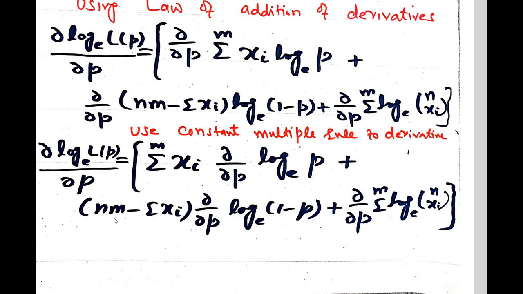Similarly, in the next term, n m minus summation xi has no involvement of p, so this is considered to be constant and it is taken outside. So partial over partial p of log of 1 minus p, plus partial over partial p of sum of log of n choose xi.